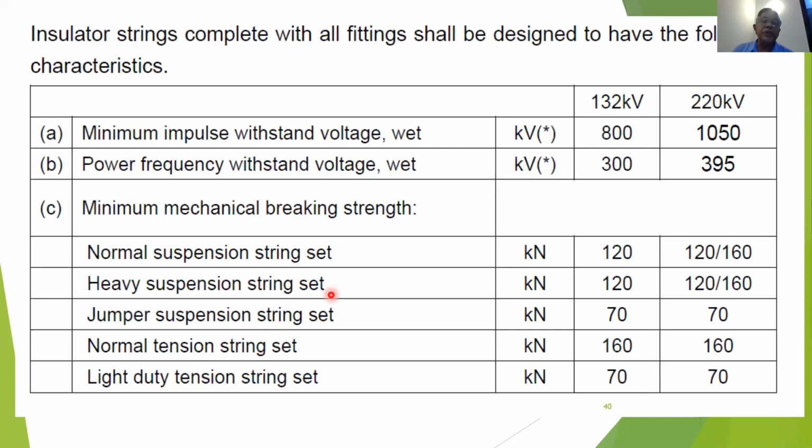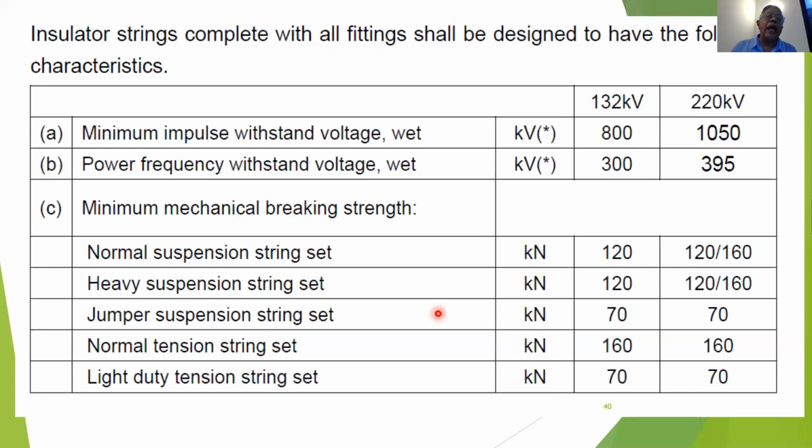Heavy suspension string set 120 or 160 for 220 and 132 kV 120. So these are taken from one of the CB specifications. Jumper suspension string set 70-70 and normal tension string 160. Light duty tension strings 70-70. So slack spans, there you can use 70 kN for the tension points. Otherwise, no. For longer spans, no, because the tension is high.